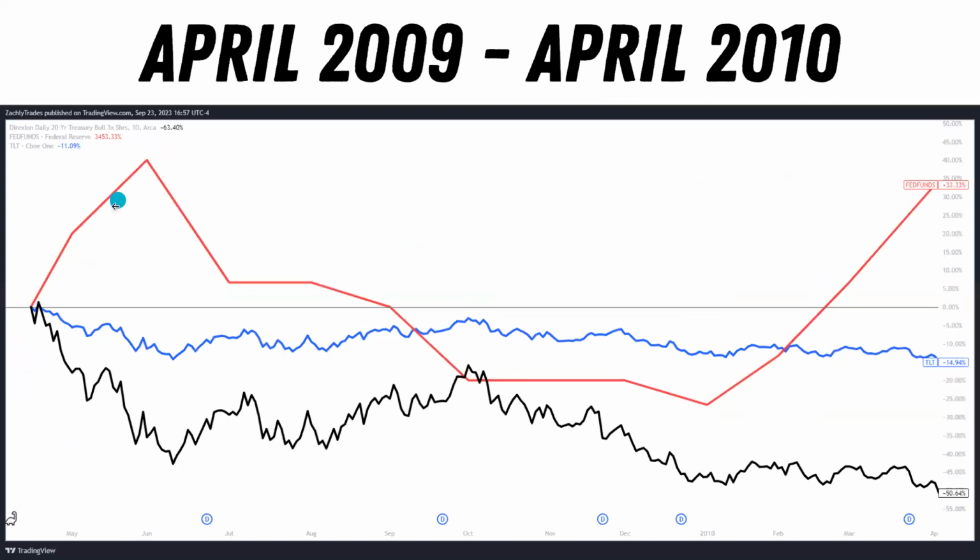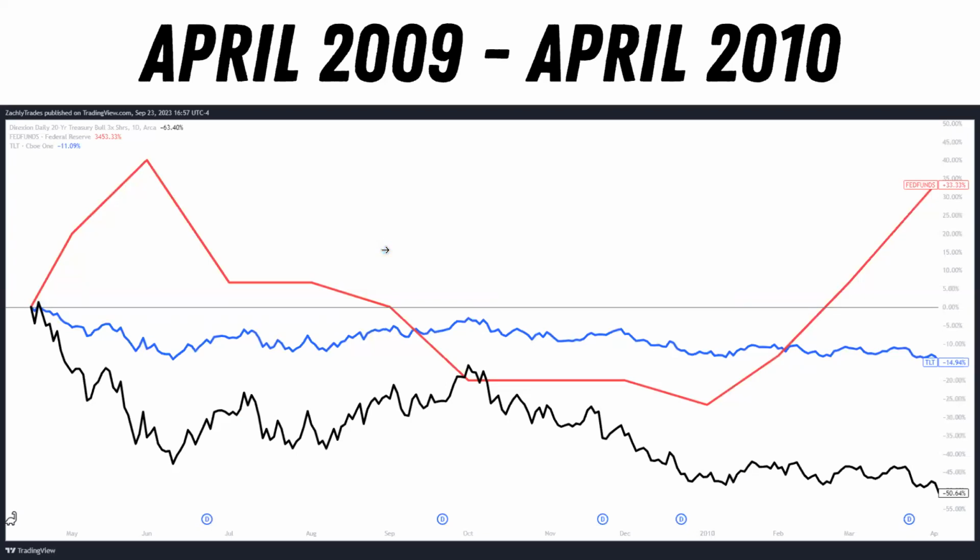So if you take a look at when TLT and TMF were basically started, we're coming here at this April 2009 period. What we're seeing is the Fed fund rate here in red, TLT in blue, and TMF in black. Now, as the Fed fund rate goes up, you're typically going to see bond ETFs go down. Well, why is this?